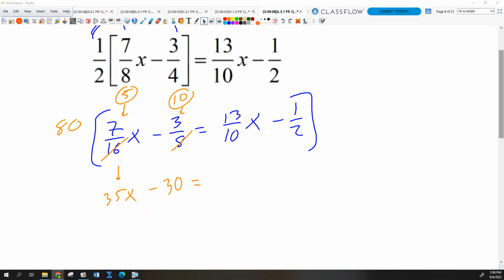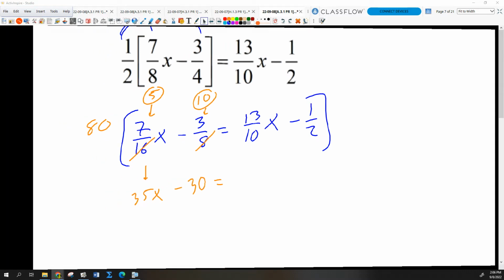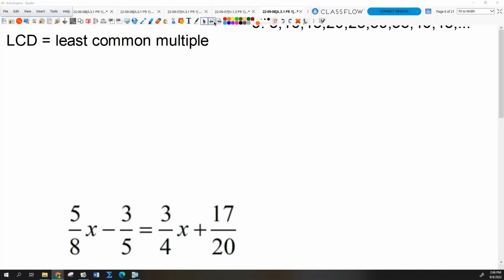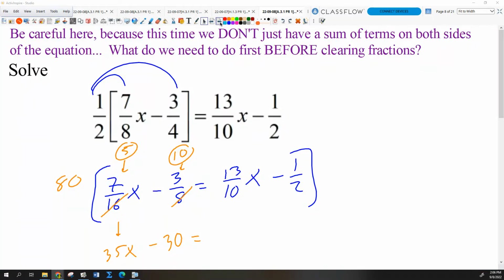80 over 10 would reduce to what? 8. Okay, so, oops, didn't want to do that. What'd I do? Oh my goodness. There we go.